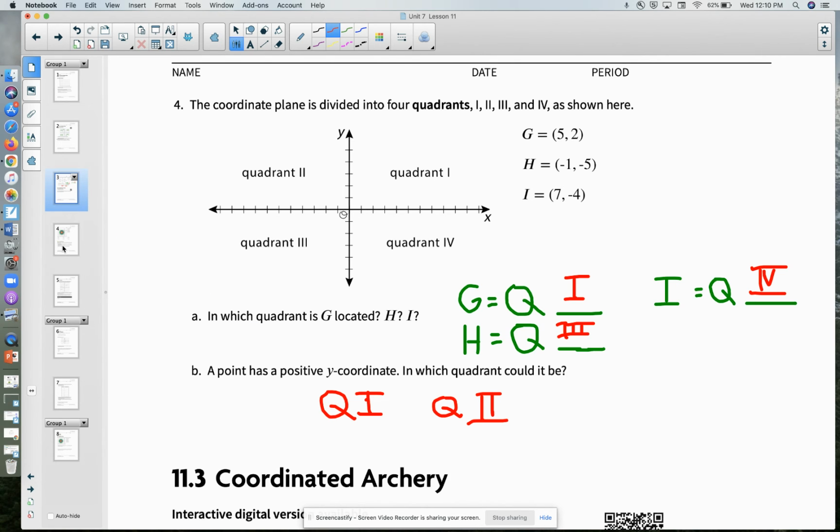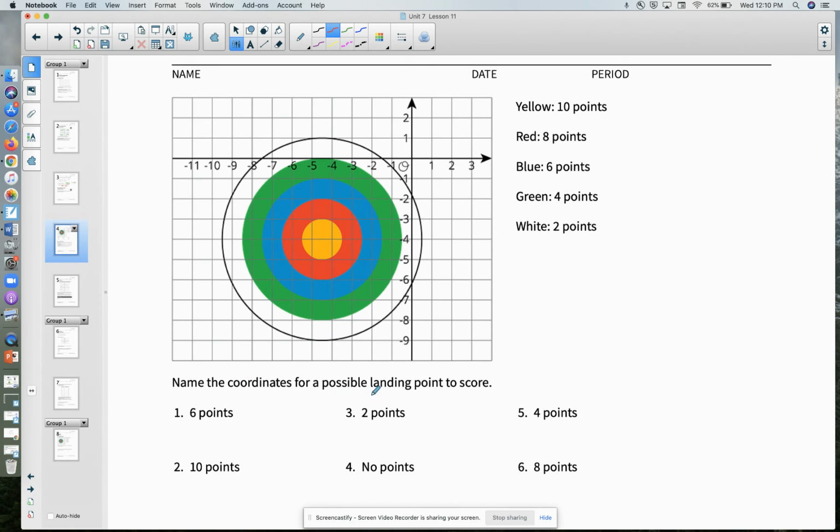All right. And then in 11.3, name the coordinates for a possible landing point to score 6 points. So if you look at 6 points on blue, you have this. You can do an ordered pair. This one, this one, this one, this one. Look at all the ones you can do in blue. So pick one of those to be your answer. So what would this one be? -7 and -3. That's all you have to do. Just pick one of those.